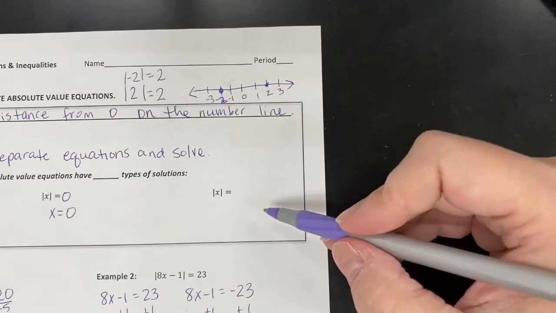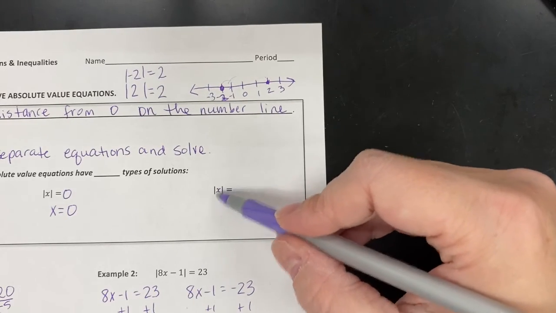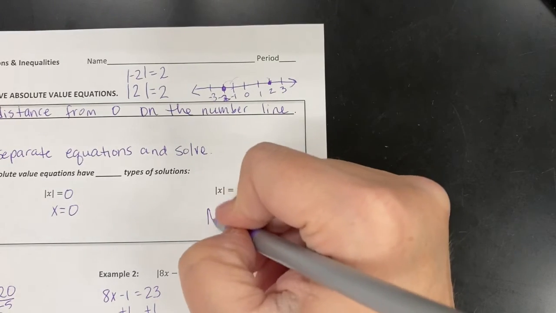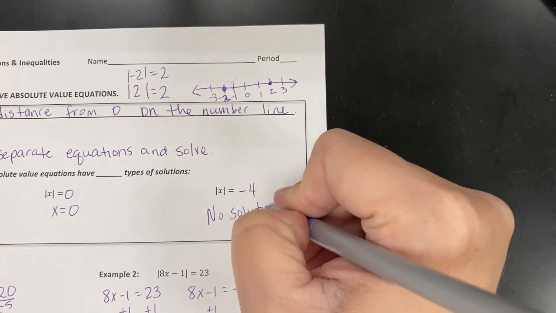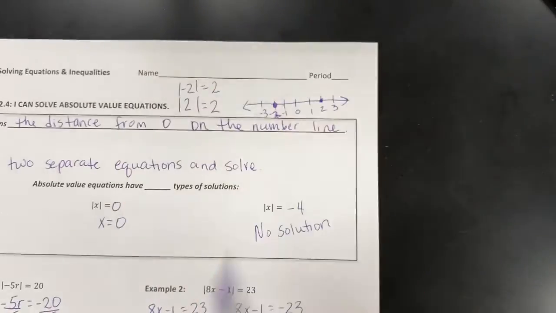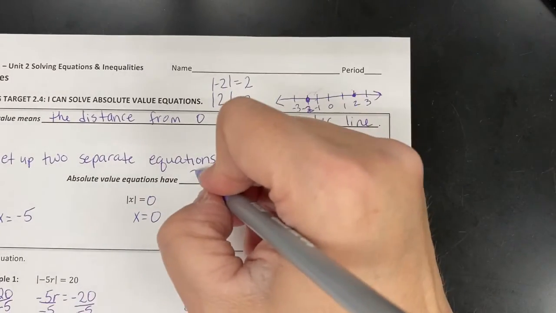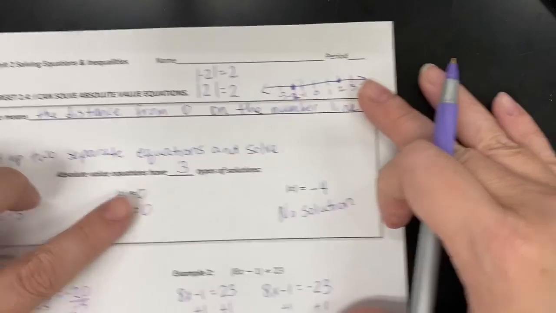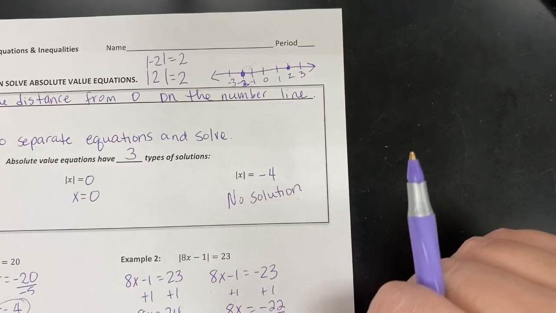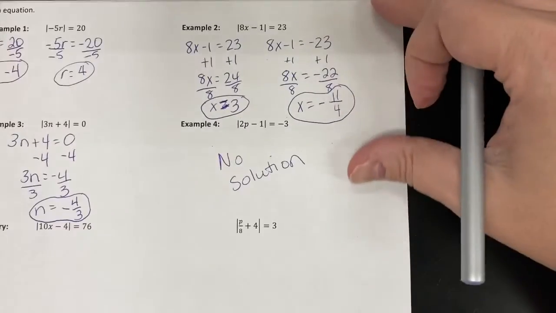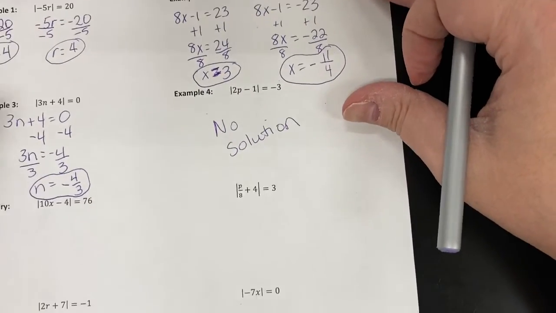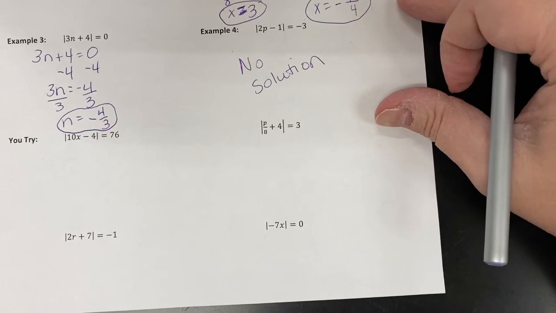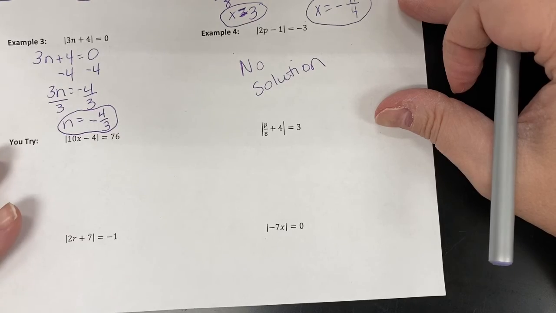So that is what goes in your notes up here. Absolute value of x equals some negative number, maybe -4. That's going to be no solution. So absolute value equations have three types of solutions, and those types are two solutions, one solution, no solution. Take a look at the bottom of the page here. There are 4 you try problems. Please do those now. Pause the video, and when you get back, I will have the answers here.